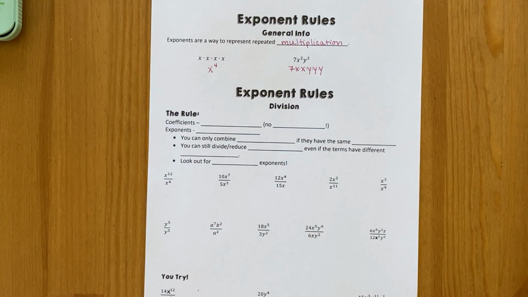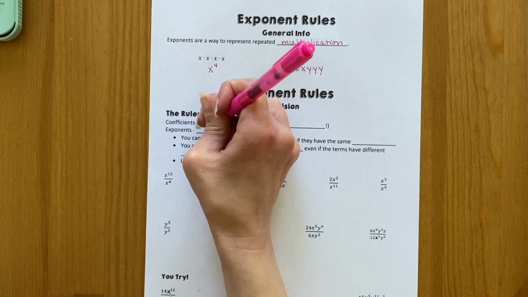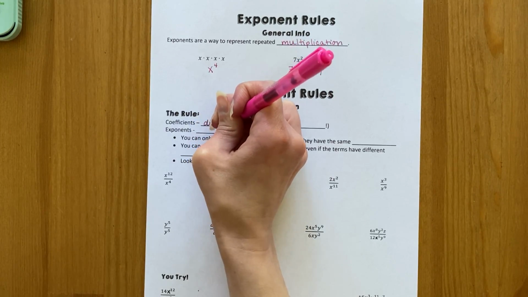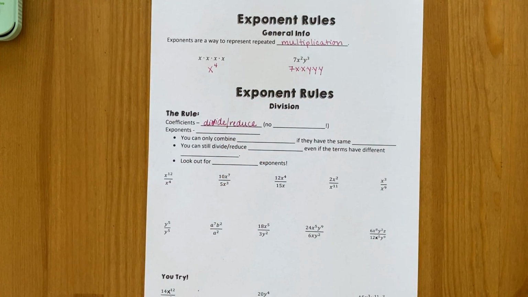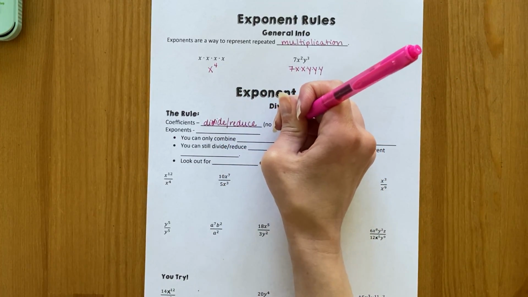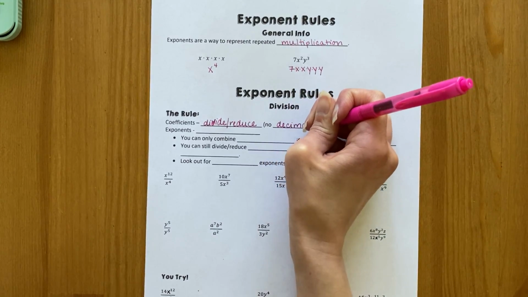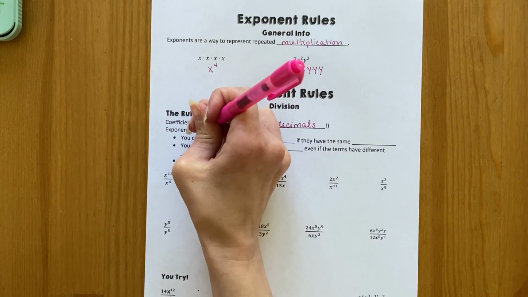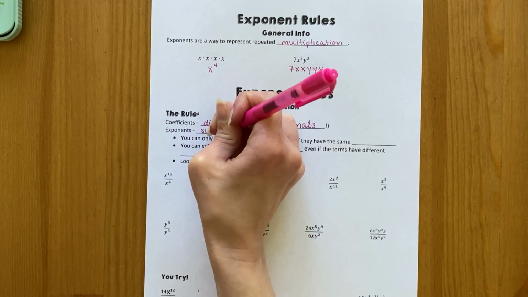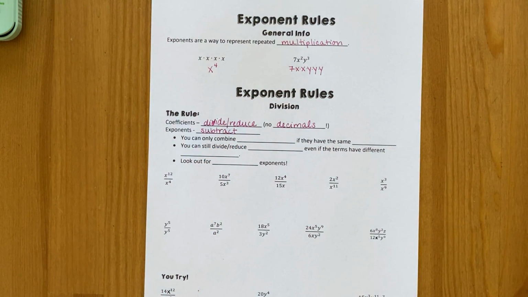All right, so the rule for division is that your coefficients are still going to divide or reduce, just like they normally would. Now what you don't want in this section is decimals. So if you divide and get a decimal, please turn that back into a fraction. For exponents, they're going to subtract. If you can remember the multiplication rule where it said that the coefficients multiply and the exponents add, division is the opposite of multiplication. So the exponents also do the opposite. Instead of adding, we're going to end up subtracting them.